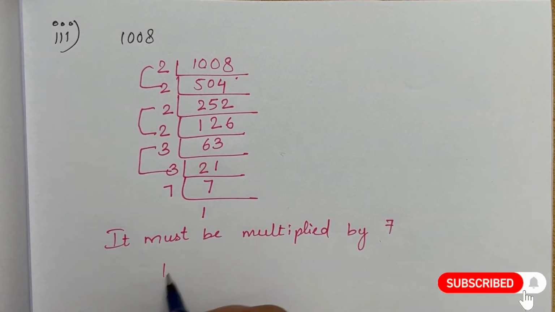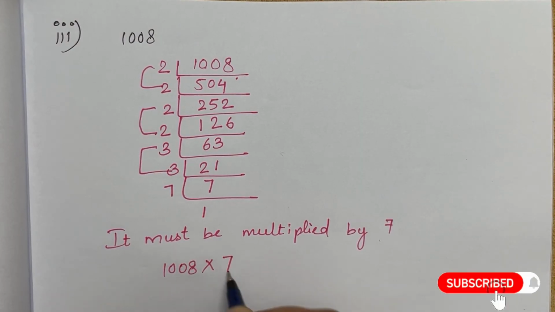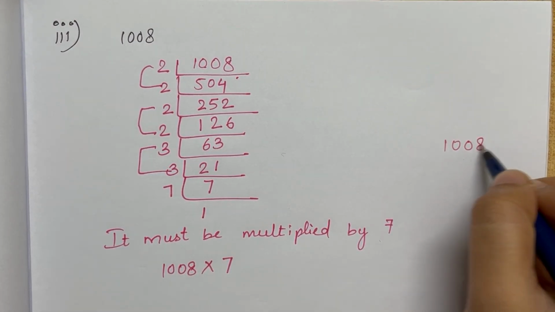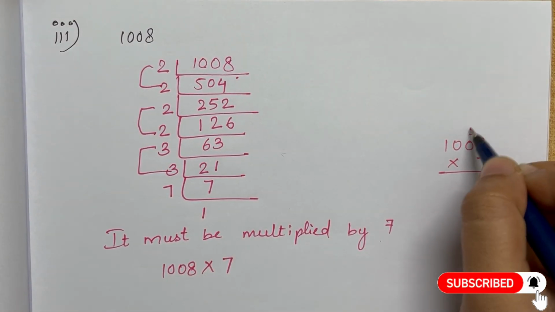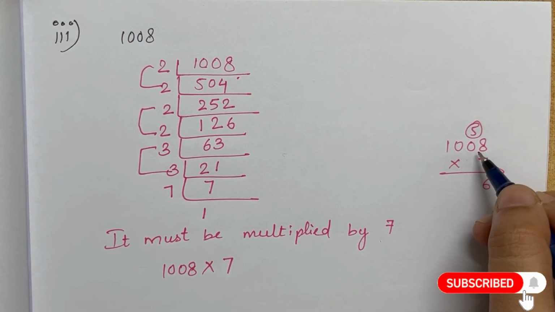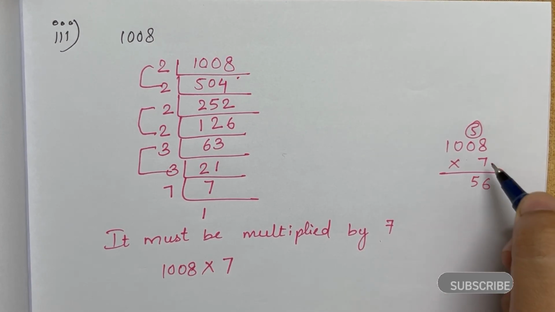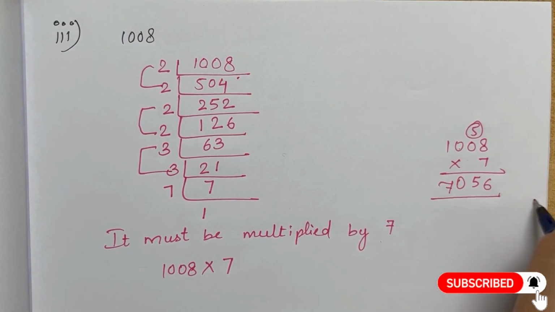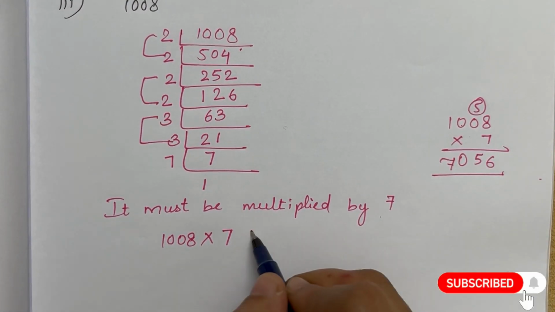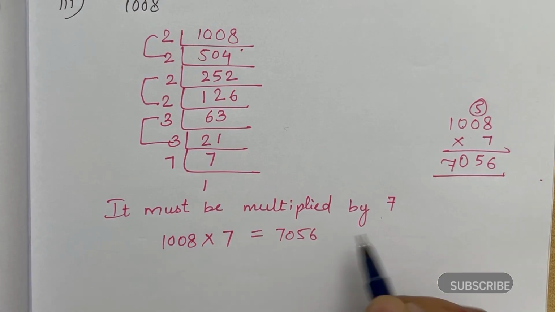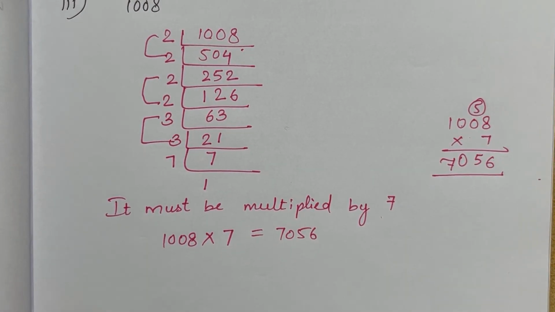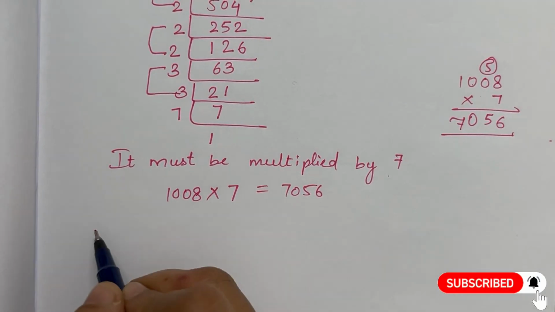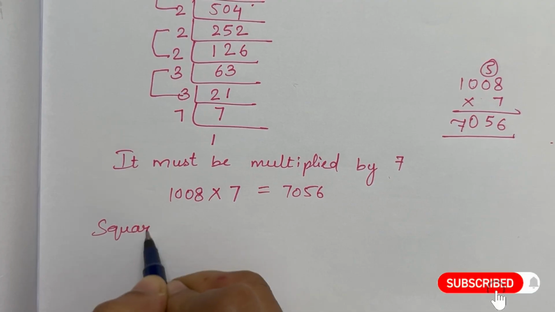Okay, so 1008 multiplied by 7 is: 7 into 8 is 56. 7 into 0 is 0. 0 plus 5 is 5. 7 into 0 is 0. 7 into 1 is 7. So the square number is 7056. Now we'll find the square root of 7056.